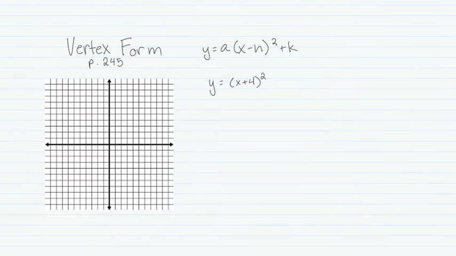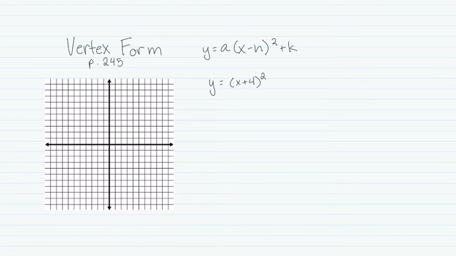In this video, we'll be discussing vertex form of a quadratic function, and this begins on page 245 of your textbook. So I'm going to walk through a couple of examples of the different pieces of information that you can find when a quadratic function is in vertex form, as well as how to graph it.